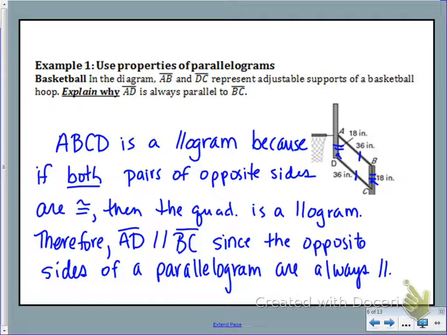The key that you might be thinking is, if this was to adjust, wouldn't that change the situation? Well, what's going to adjust if you move this basketball hoop up or down is simply the angles. The side lengths are still going to be staying constant. They're probably constructed of something such as metal, so they're not going to be able to change in length. But the angle at each vertex might change. But it's still going to remain a parallelogram because the opposite sides will still be congruent no matter what the angle measure might change to. So that's another piece to think about there.